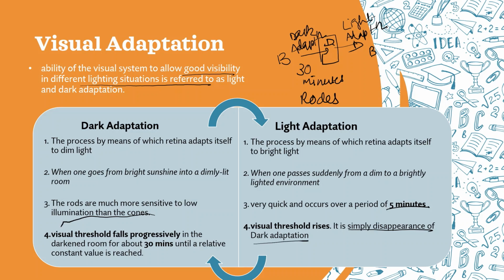Also, regarding the visual threshold: whenever you go from bright to dim light, the visual threshold will fall because the light intensity is decreasing. And it occurs vice versa here: the visual threshold will rise in light adaptation because you are going from a dimly lit room to a brightly lit room.